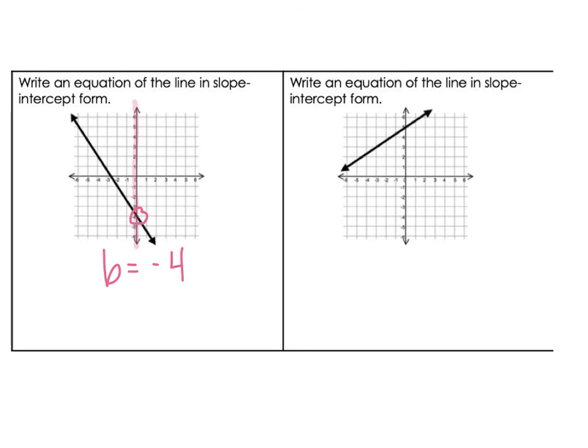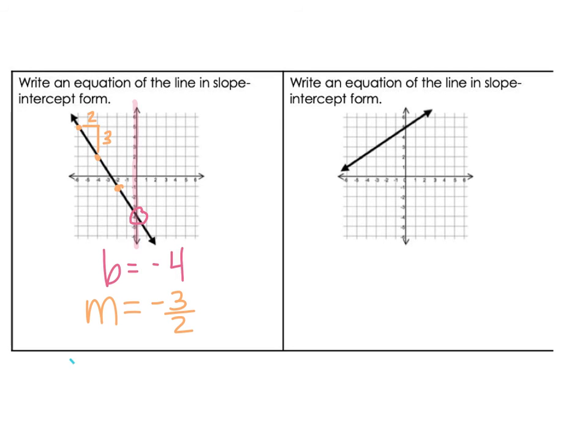Then I'm also going to find my slope. And notice I don't have any points, so I'm going to find a perfect lattice point where it crosses. And I don't have another one till here. There is one here. And I'm going to count my rise over my run. So if I go up 1, 2, 3, and I run 1, 2. And my line is negative, so that means my slope is negative 3/2.